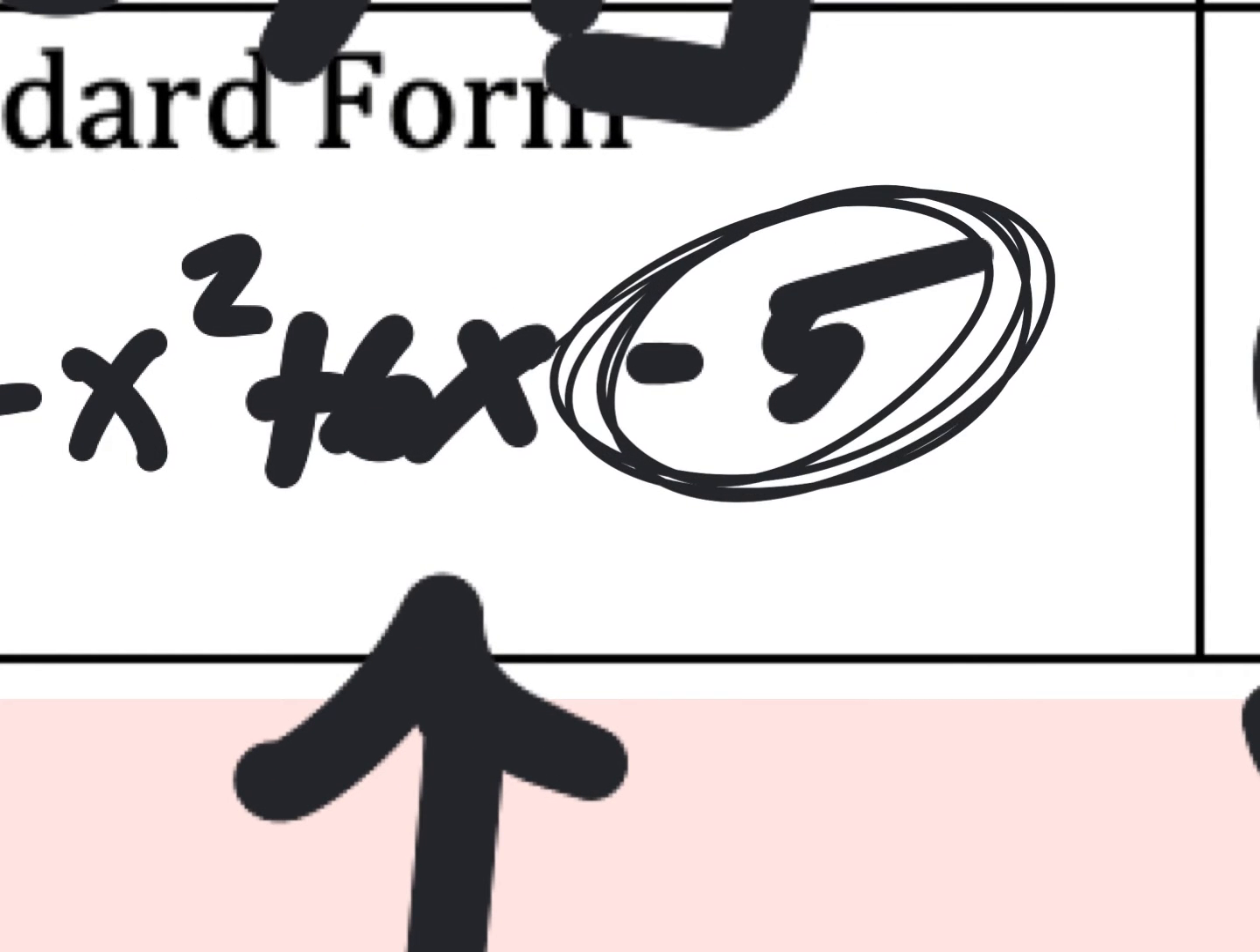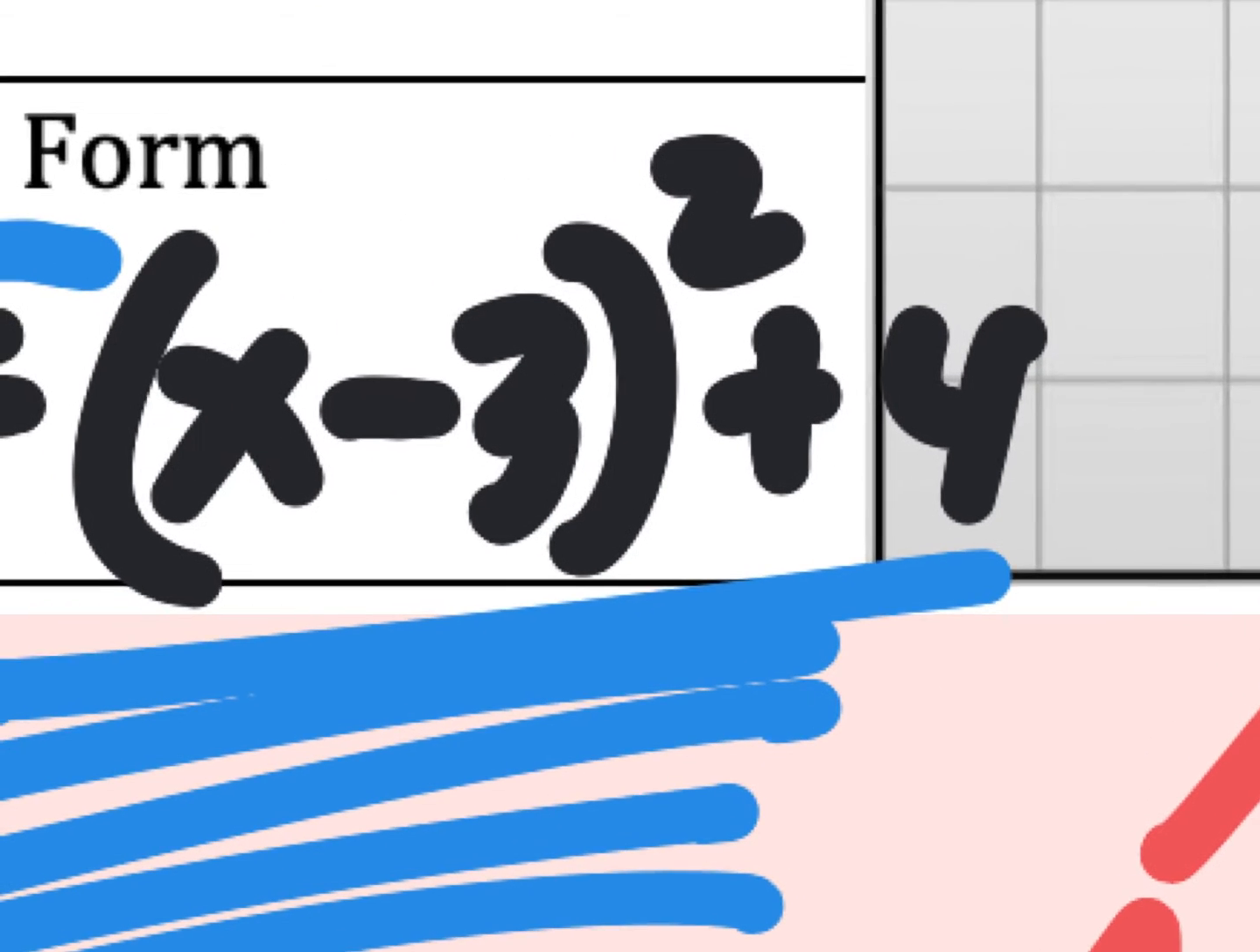And what is standard form good for? Y-intercept. What's this good for? X-intercepts. What's this good for? Vertex.